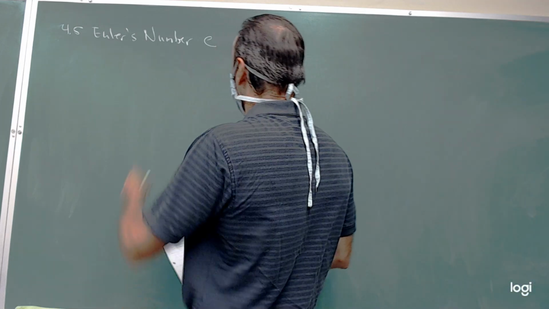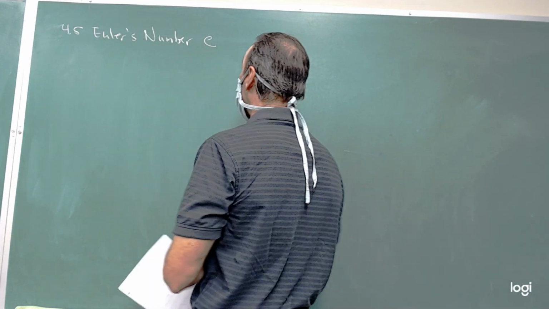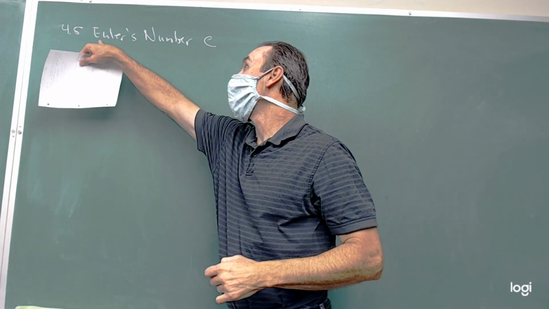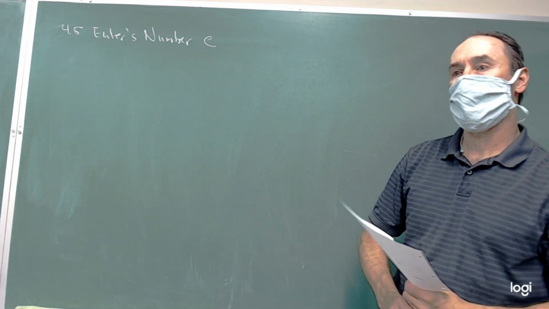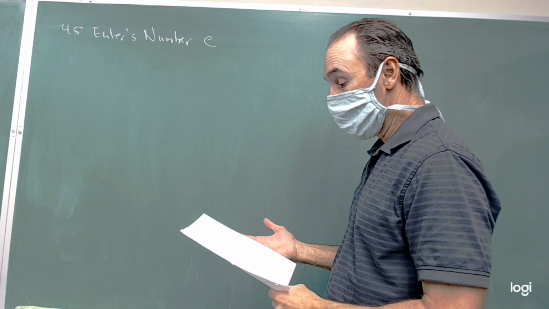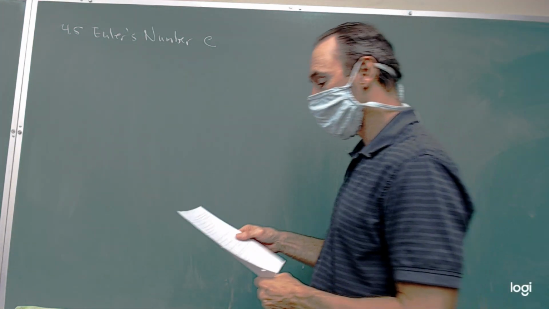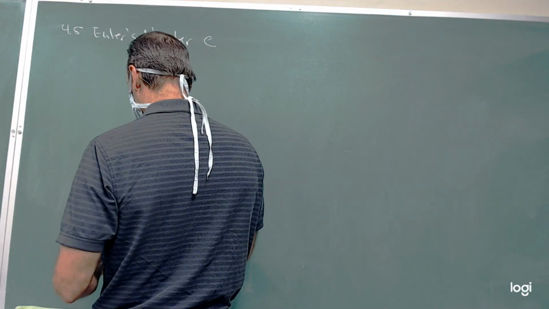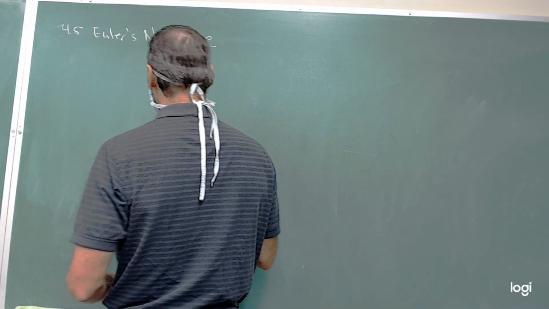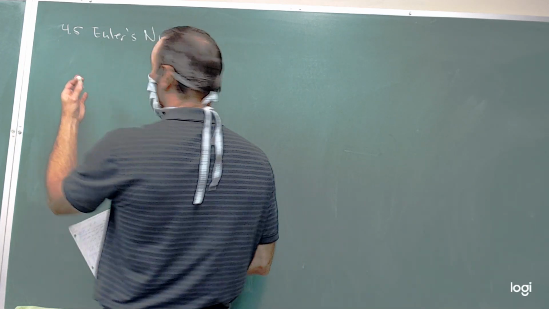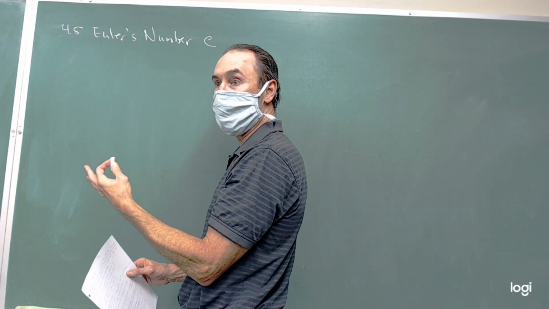Anyway, this number e is called e because of the first letter of his last name. So he discovered this. Keep in mind, there were no calculators or anything back in his day. So it's surprising that it comes up in the discussion of compound interest.